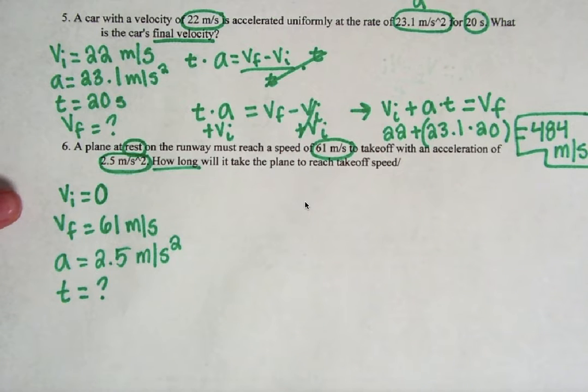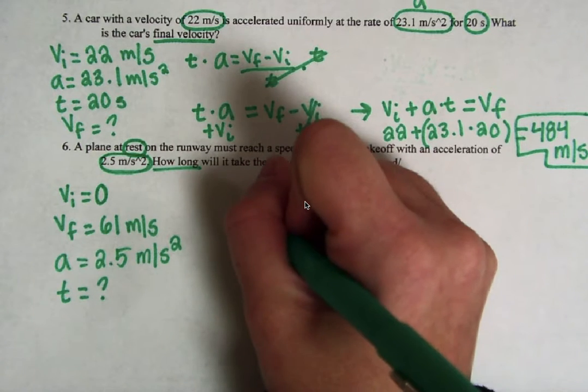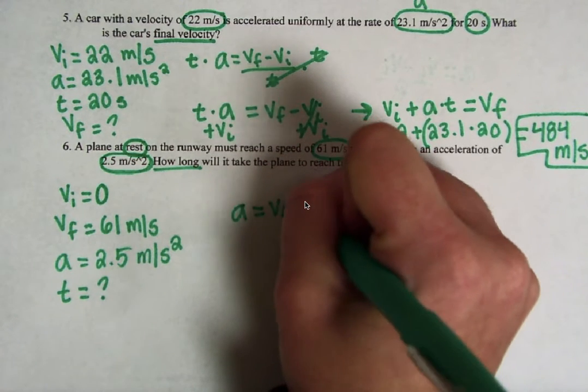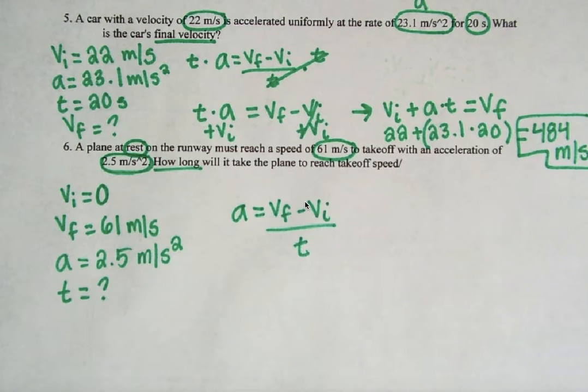So again, we ask ourselves, what's an equation we know that uses all four of these variables? And that's going to be our acceleration equation, which is acceleration equals VF minus VI divided by T. So we're going to work on isolating our time. There's a few ways to approach this. I'm going to take the longer route just because I like to show step by step how we get there.